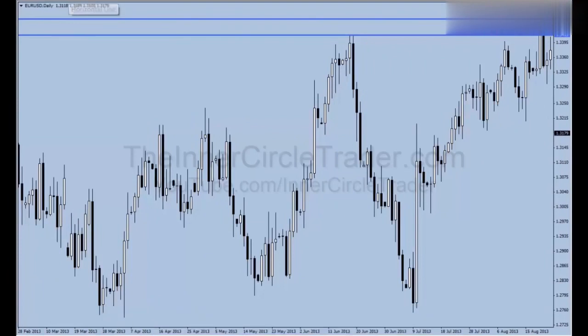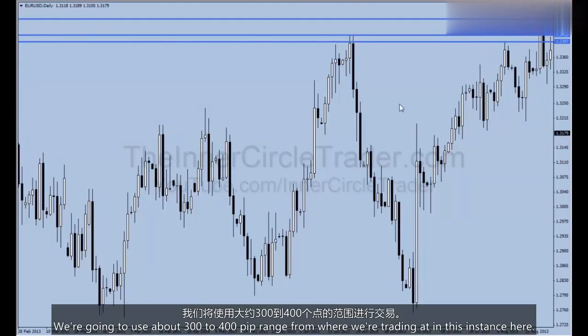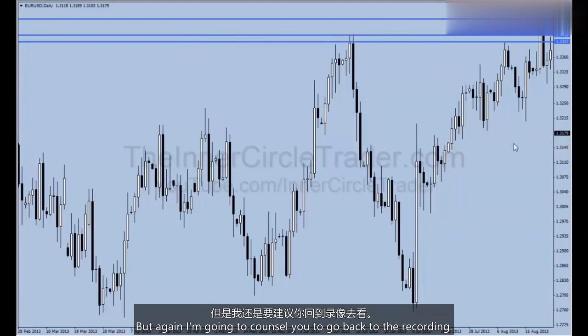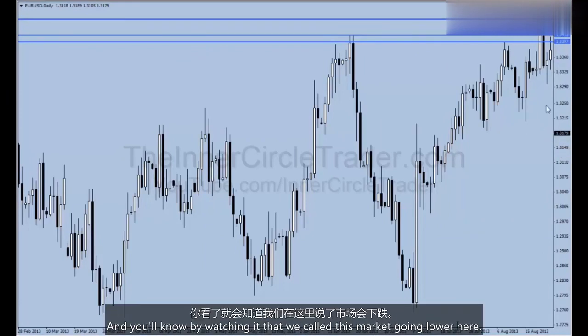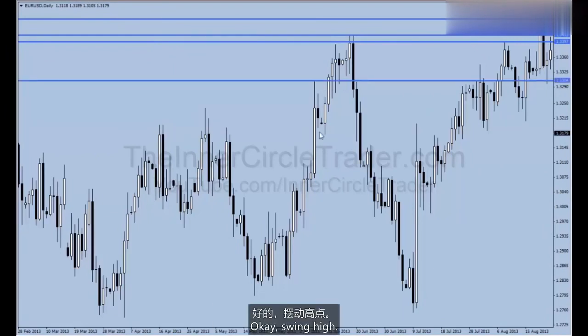Now what I'm doing is I'm noting every swing high and swing low that's relatively close. And we're going to use about 300 to 400 pip range from where we're trading at in this instance here. Now obviously you can see at the time of this recording the price is already down here, but again I'm going to counsel you to go back to the recording and you'll know by watching it that we called this market going lower here. Okay, so we have this reaction high here. Okay, we have a swing high.